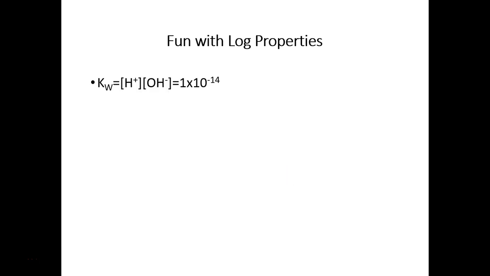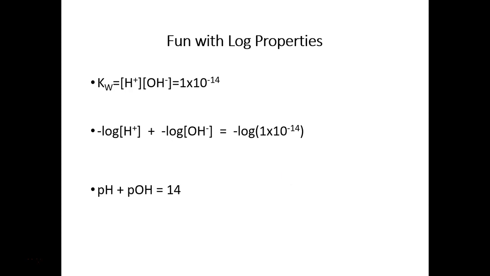So let's have a look at this. There's our K expression for the dissociation of water. And now I can take the negative logs of both sides of this equation, just because I can, and you get negative log of hydrogen ion plus negative log of hydroxide ion equals negative log of 1 times 10 to the negative 14. Well, we know that the negative log of hydrogen ion concentration is pH, and the negative log of the hydroxide ion concentration is pOH. And the negative log of 1 times 10 to the negative 14 is 14. So this is where we get our relationship that pH plus pOH equals 14. It's not something that's actually just made up, which is cool.